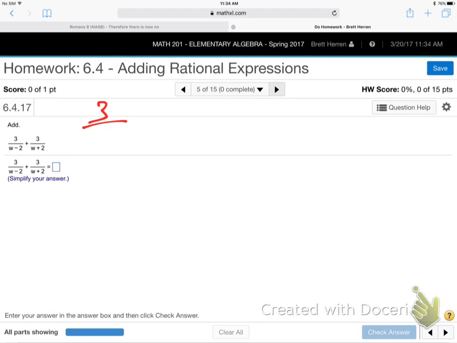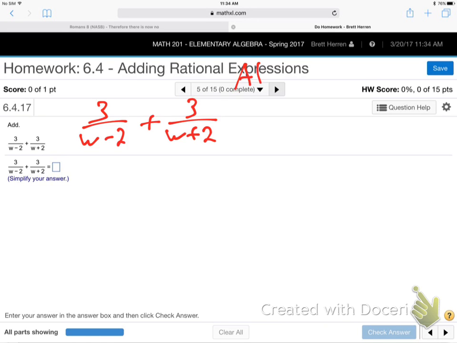All right, so 3 over w minus 2, plus 3 over w plus 2. We're adding these. We've got to make them all steps. Let me write this. It's a good time at this point to write the steps out because they're getting fairly complex now, and that's a good time for steps.